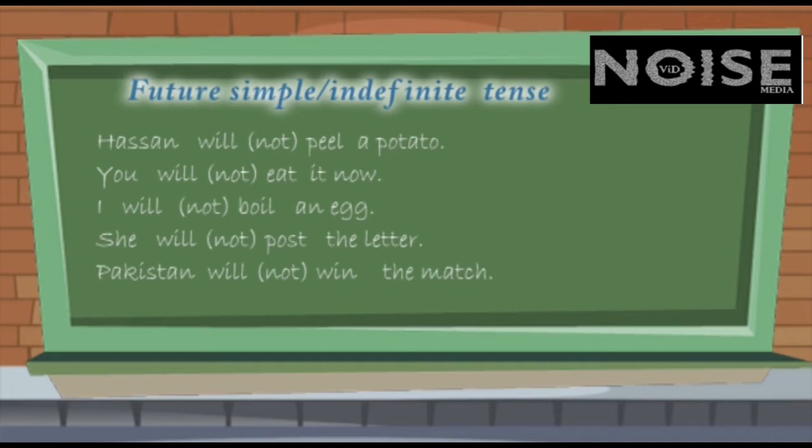Examples: Hassan will not peel a potato. You will not eat it now. I will not boil an egg. She will not post the letter. Pakistan will not win the match. And then interrogative, quite easy. Simply bring will or shall to the beginning and the rest is same.